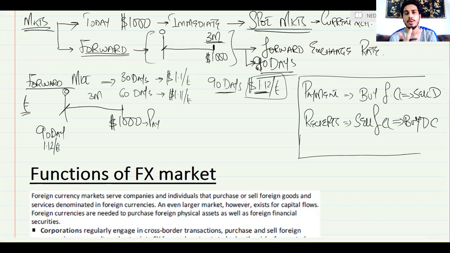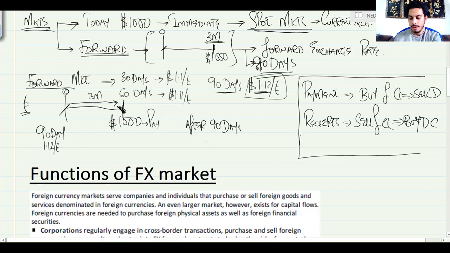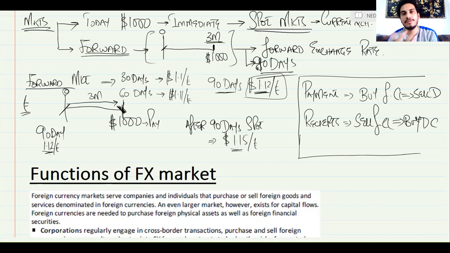Obviously after 3 months, the rate can go against you, and it can also go with you. Let's suppose 90 days have passed, and after 90 days, in the spot market, the realistic rate was $1.15 per euro. You have to make a payment of $1,000, so you have to buy dollars. After 90 days, the spot rate was 1.15, whereas the rate you were offered, which you have to fulfill, is 1.12. Hence, you are at a gain because you have already been given a lower rate, whereas in the spot market the rate is higher. So that's the advantage of the forward contract.